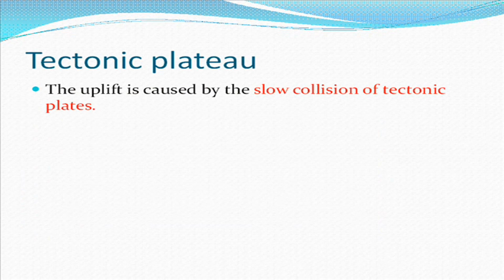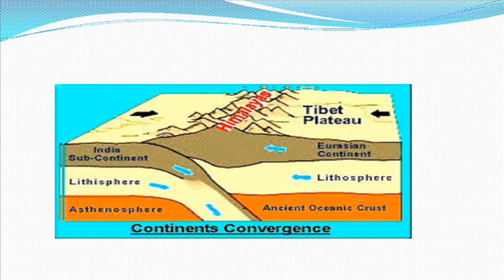Tectonic plateau. The plateau is formed by slow collisions of tectonic plates. The tectonic plates form the plateau. This plateau is called a tectonic plateau. Two tectonic plates collide with each other and form some mountains. The remaining portion is like a flat surface. This flat surface is called a plateau.